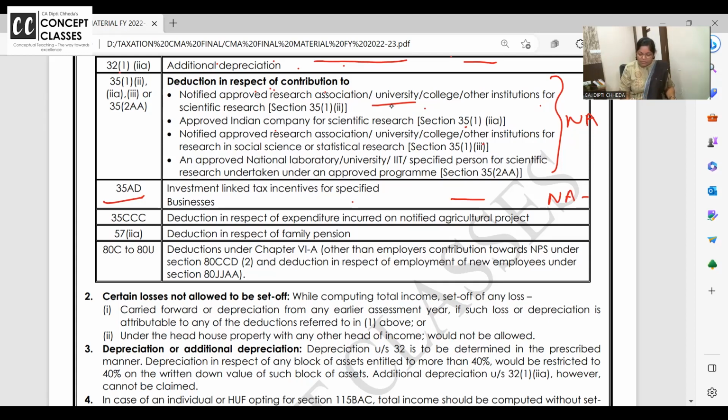Deduction in respect of notified agricultural project. Nowadays, agricultural activity is not only farmers' activity. We have horticulture colleges where students are doing graduation and post-graduation. That's why earlier rarely seen fruits, like dragon fruit, kiwi, sweet corn, are now available freely. So in this agricultural farming, if you are doing certain projects which encourage farming and you are claiming a business head deduction, now it will not be allowed.